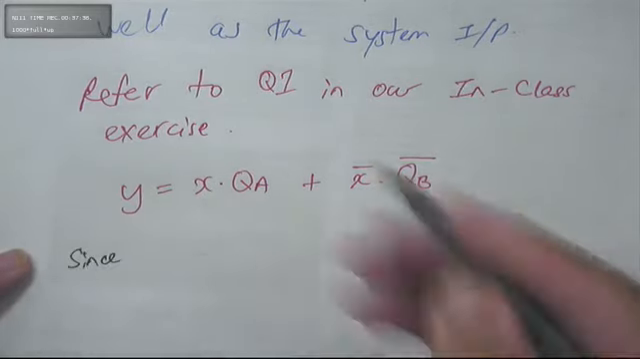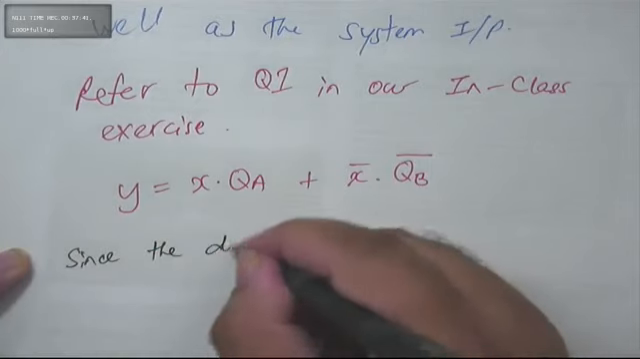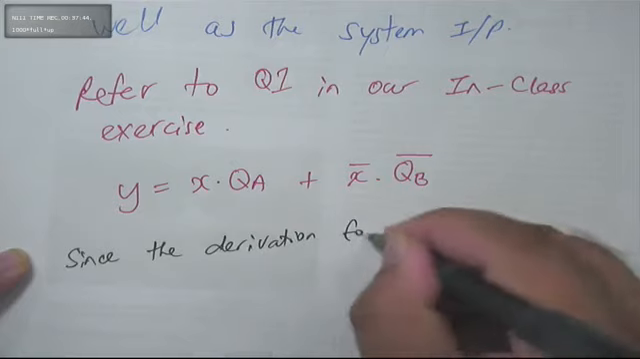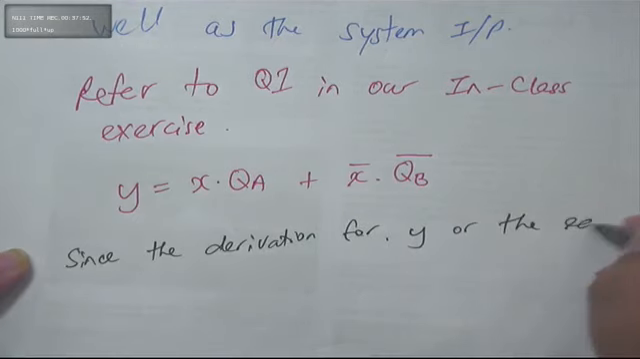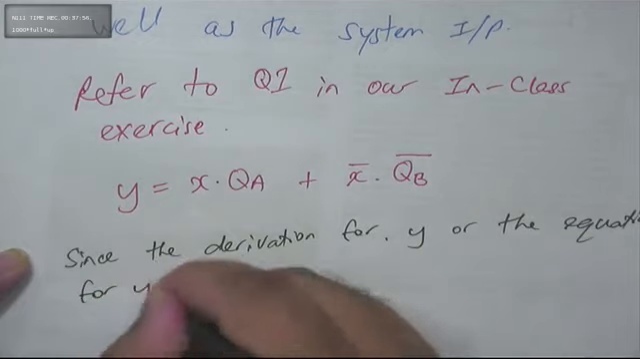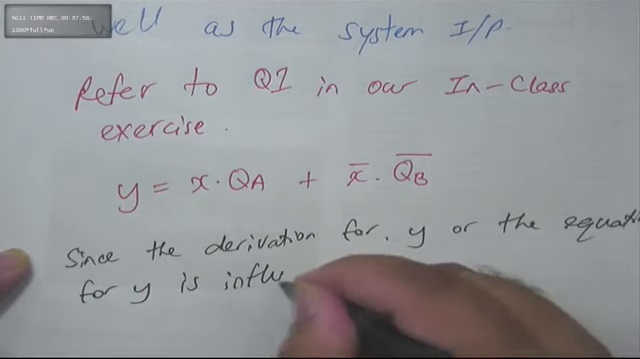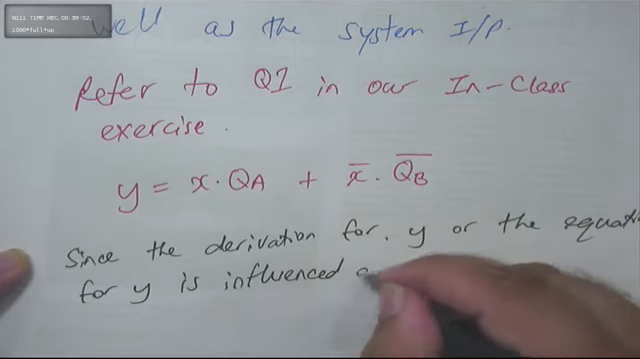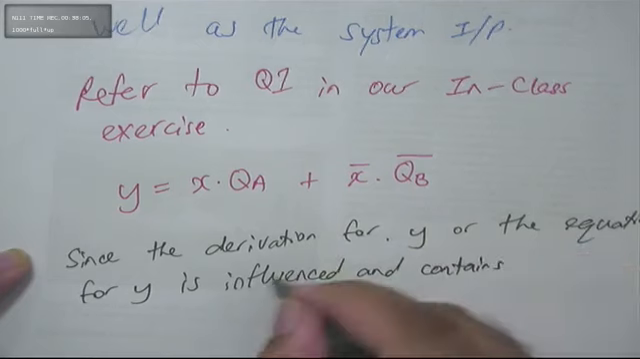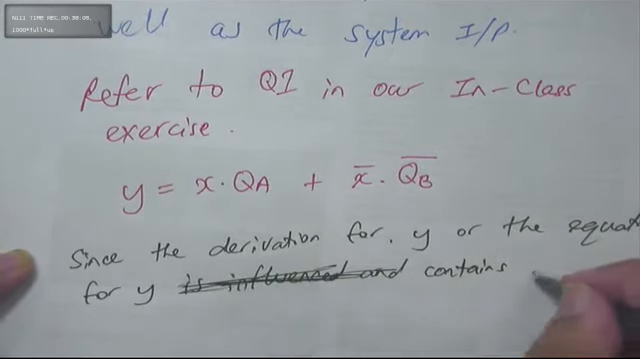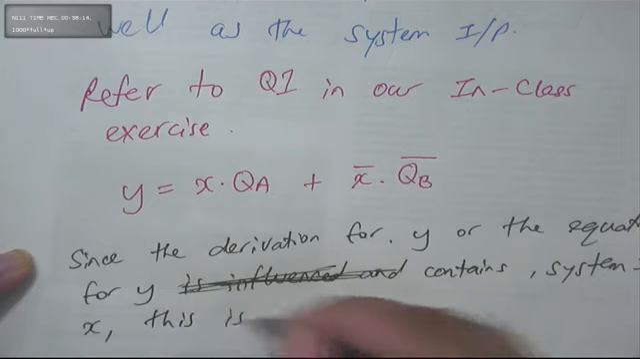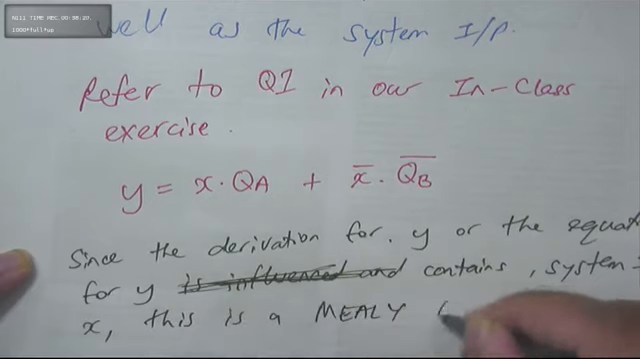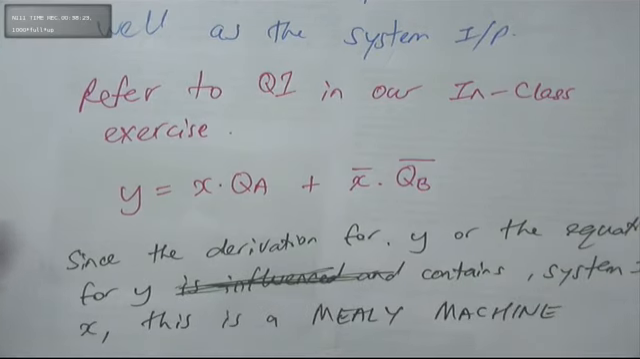Now since the derivation for Y, or the equation for Y, is influenced by and contains the system input X, this is a Mealy machine. Okay?